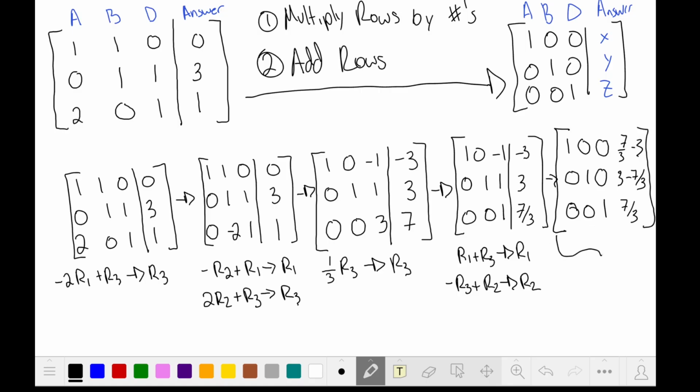So if we look at this last matrix, it'll tell us really quickly. Okay, remember this is column A, column B, column D, and then the answers. So by reading the column straight across, I can see that 1A plus 0B plus 0D, or in other words, just A, is equal to 7/3 minus 3. B is equal to, because remember, A is 0, D is 0, so B is 3 minus 7/3. And then finally, D is equal to 7/3.